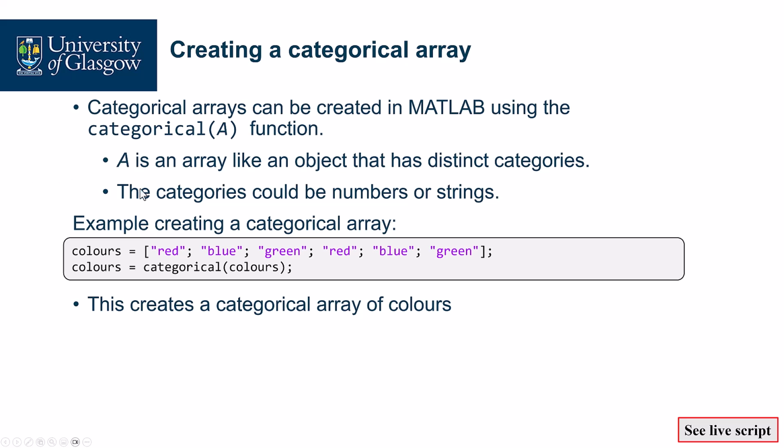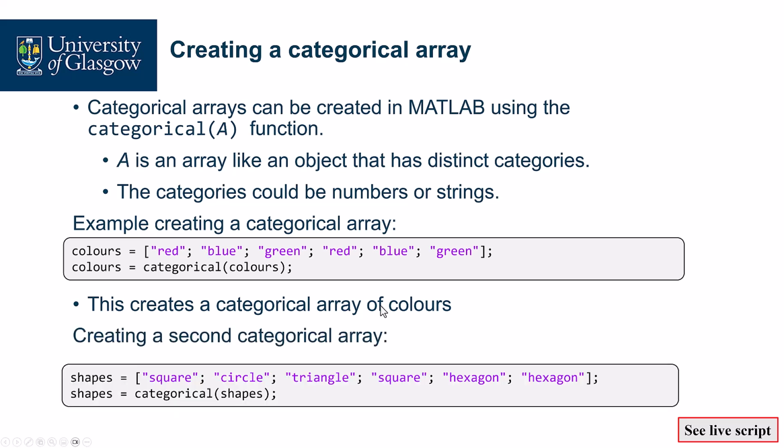Here I put a matrix of colors. These colors are strings, right? From red, blue, green. So these are the colors. Now I use this function, categorical, to put the matrix colors in and generate colors. So this one is a categorical array. Another example, I can create an array of shapes. I use square, circle, triangle. I put this matrix in and generate a categorical array of shapes.